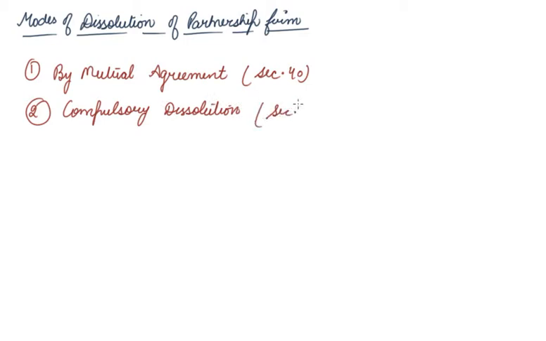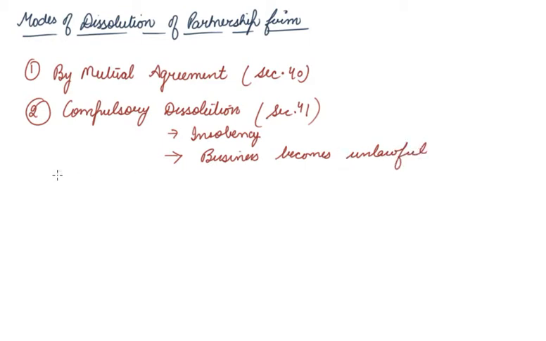Section 41. Now, what are the conditions under which the compulsory dissolution has to take place? Insolvency: when all but one partner of the firm becomes insolvent. Then the second one is when the business becomes unlawful. The business of the firm becomes unlawful, which is not according to the law. This is the compulsory dissolution.